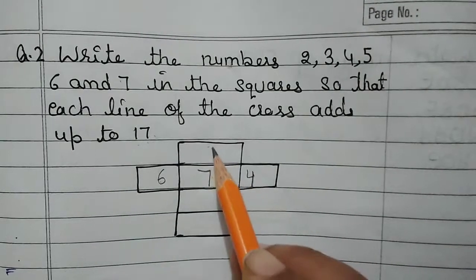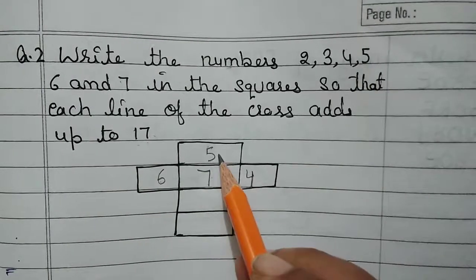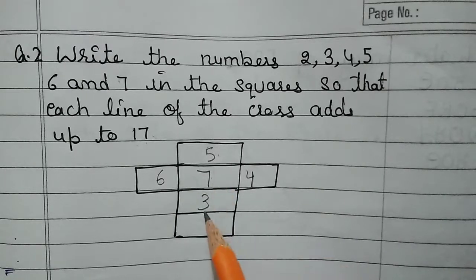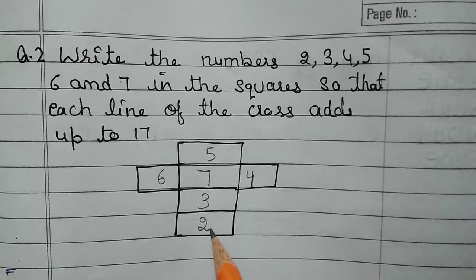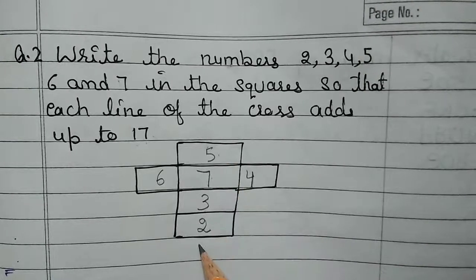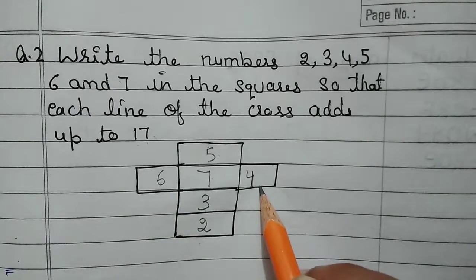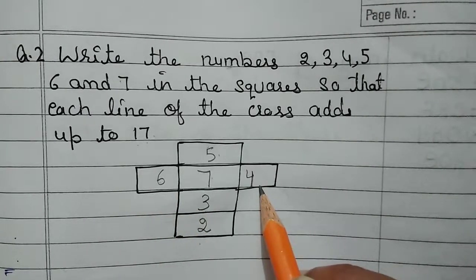Now if I place 5 here, then 7 plus 5, 12. If I fill 3 here, then 12 plus 3, 15, and we need 2 more to get the sum 17. So the sum in this line is 17 and the sum in this line is also 17. Now move to the third question.